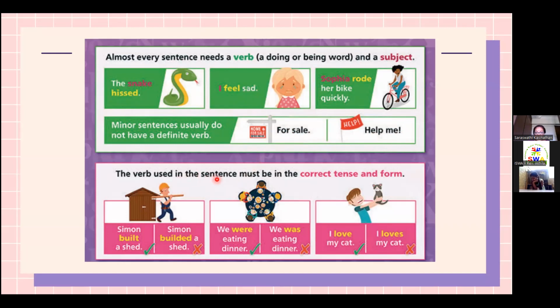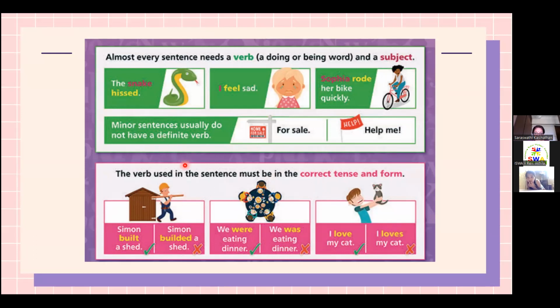The verb used in the sentence must be in the correct tense and form. So not only do you use the verb, it also must be in the right tense, in the right form. Simon built a shed. Simon builded a shed. See, the word builded is not right. It's not in the right form. We were eating dinner. We was eating dinner. So were is for plural, was for singular. So again, it is not the right form. I love my cat. I loves my cat. Again, the correct form is not there.